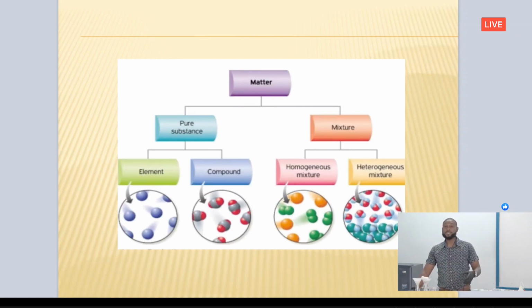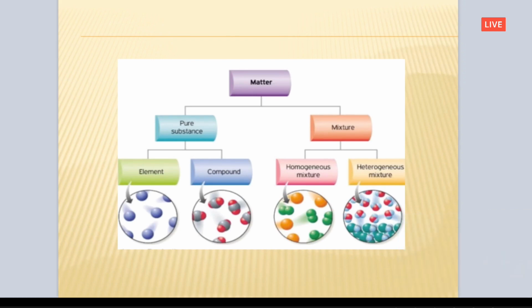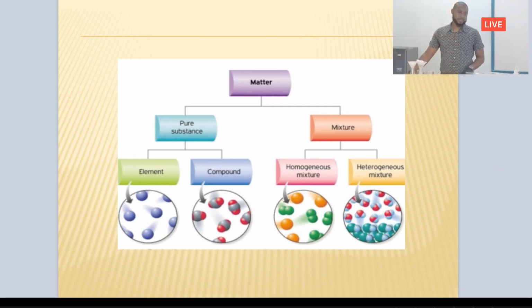Now, mixtures and their separation falls under the larger topic of matter. And matter can be broken down into 2 categories: pure substances and mixtures, where pure substances are elements and compounds, elements being copper, gold, carbon, or any of the 118 thereabout elements we can find on the periodic table. And compounds are a mixture of these elements. And then we have mixtures, which can be broken down into 2 categories: homogeneous mixtures and heterogeneous mixtures.